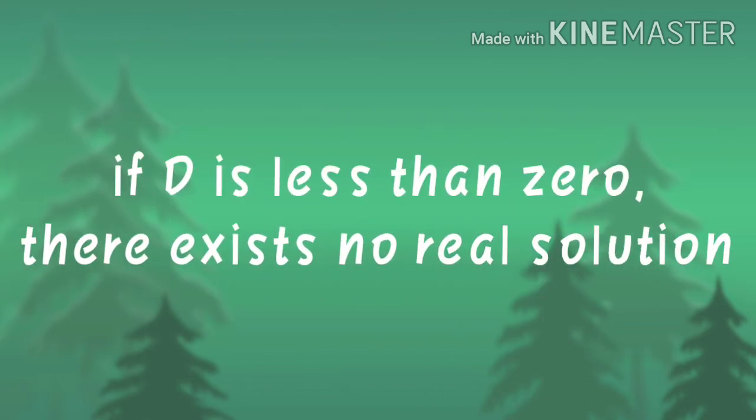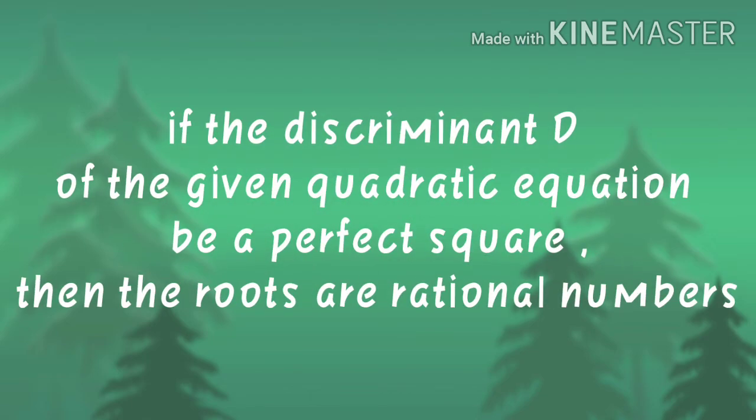If the discriminant D of the given quadratic equation is less than 0, then there exists no solution of the given quadratic equation in the set of real numbers. That is, there exists no real solution. Again, it is to be noted that if the discriminant D be a perfect square, then the two roots will be rational numbers.